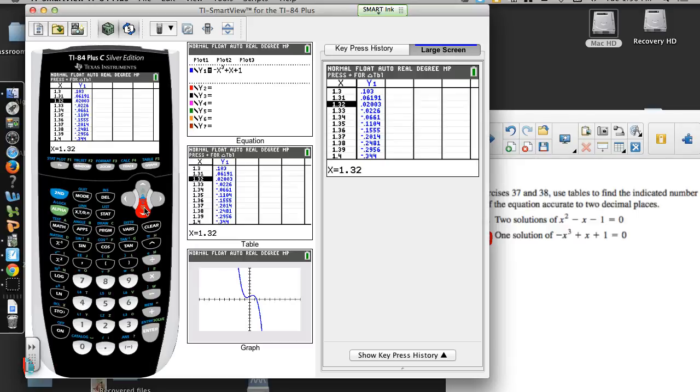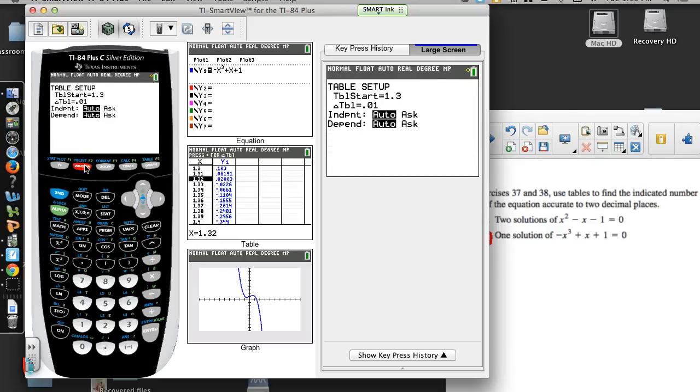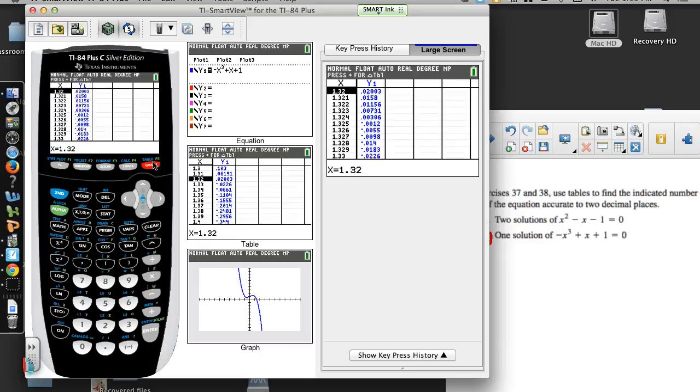And they do want this accurate to 2 decimal places, so we should really go to thousandths so that we can make that happen. So we're going to start at 1.32, second table start, and we'll change this to thousandths. And then we will be able to look at our table. And now we can see, just waiting for the calculator to catch up here, that 1.324 is above the axis and 1.325 is below the axis.